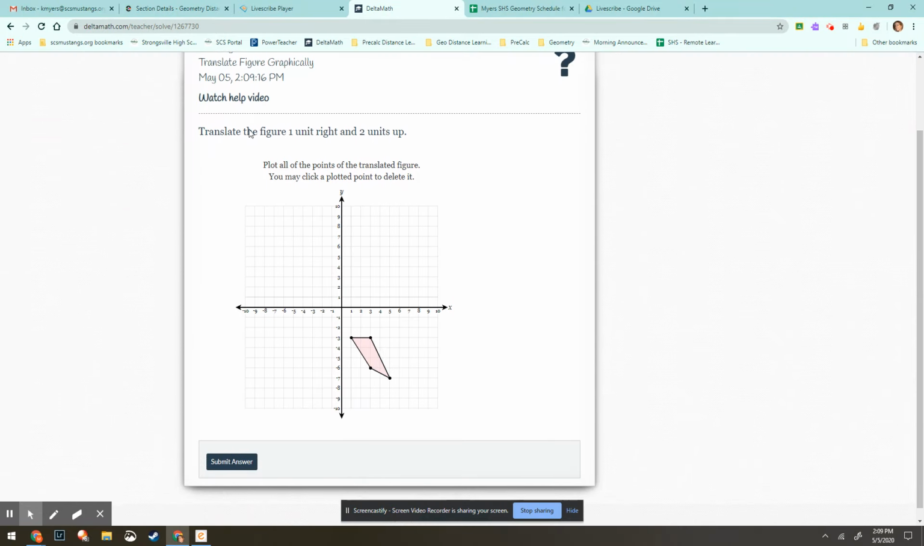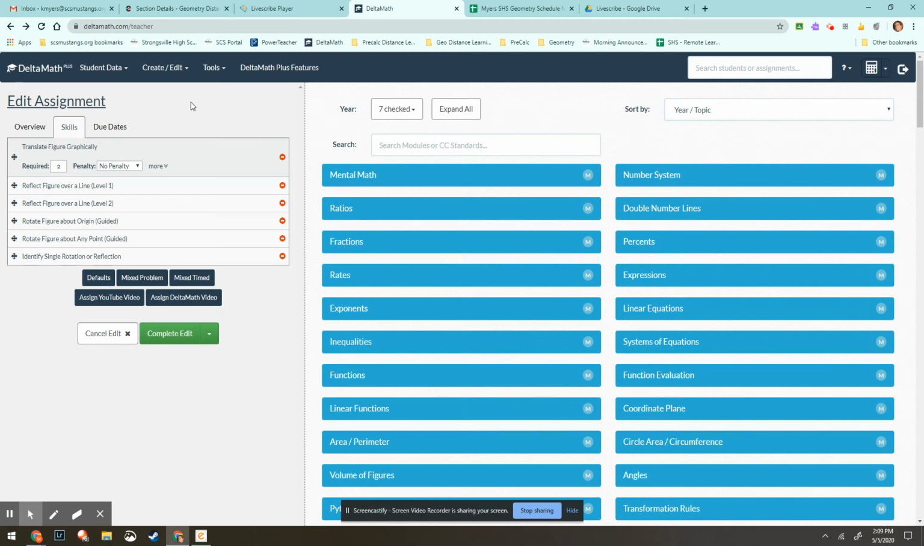I think you could probably figure this one out on your own. You're going to go 1 unit right and 2 units up. So you would physically take each point and move it 1 unit right and 2 units up, and then 1 unit right, 2 units up, and it'll automatically connect them. Okay, so that one is pretty straightforward.